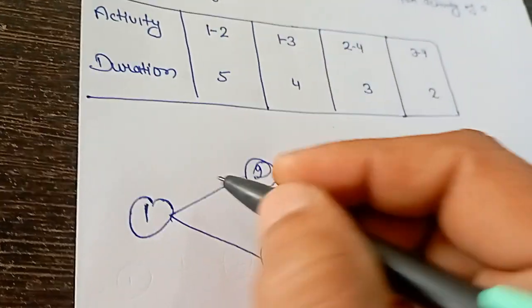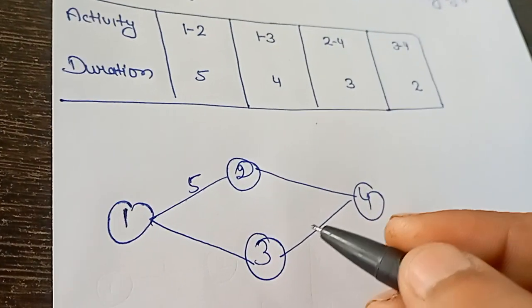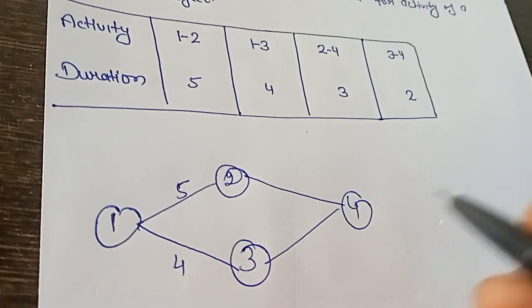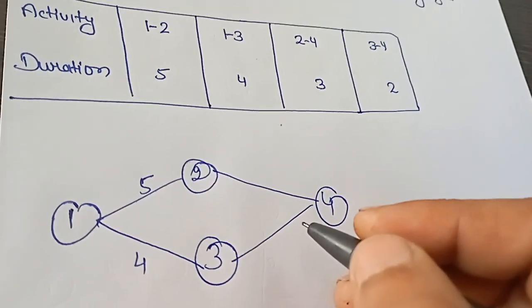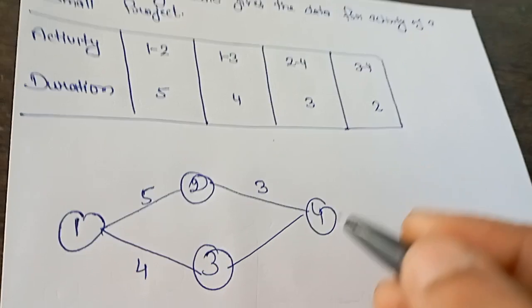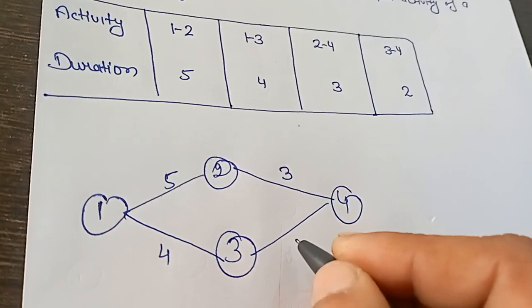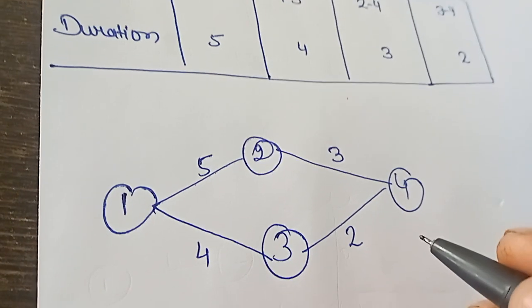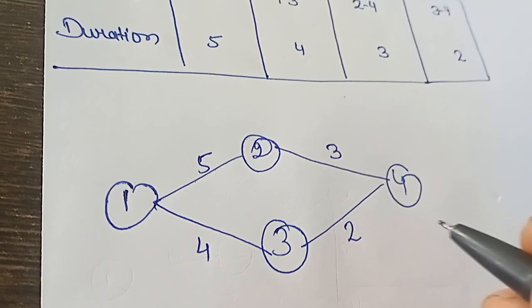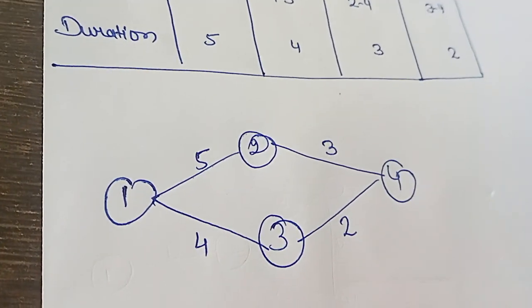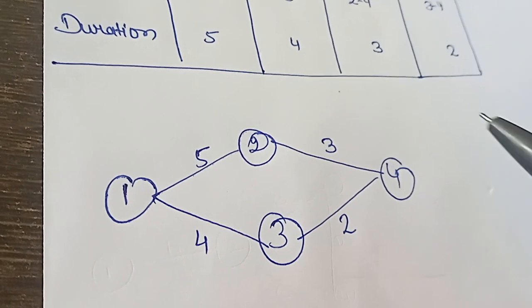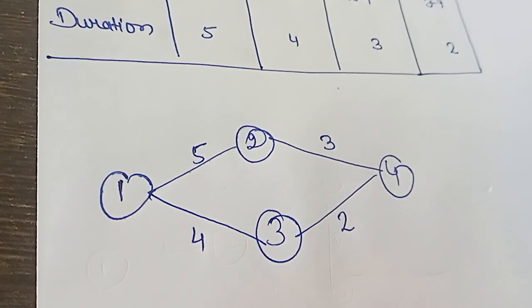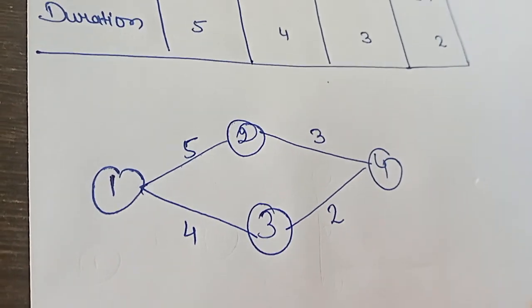The duration is 5, and activity 1 to 3, the duration is 4. Next activity 2 to 4, the duration is 3, and next 3 to 4, the duration is 2. For calculating the earliest and latest timing, we draw the network diagram, and with the help of network diagram, we calculate first of all earliest starting time.